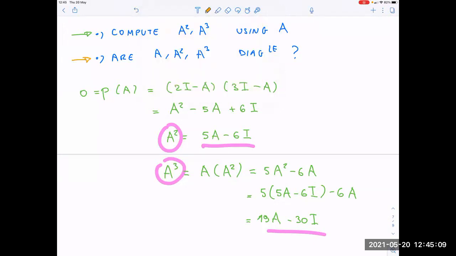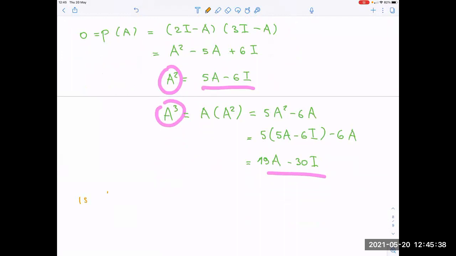Okay, now what can you say about the second question? Is A diagonalizable? Is A squared diagonalizable? And so on. So let's see what you think you can get here. I suggest we start with A. And let's ask ourselves, is A diagonalizable? What do you think? And you can answer without knowing A. In this case, you can.